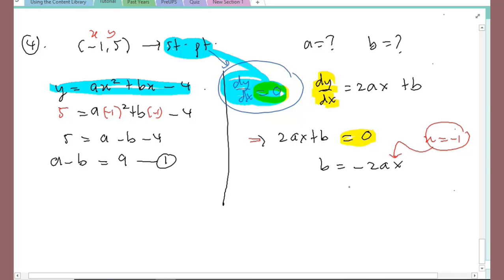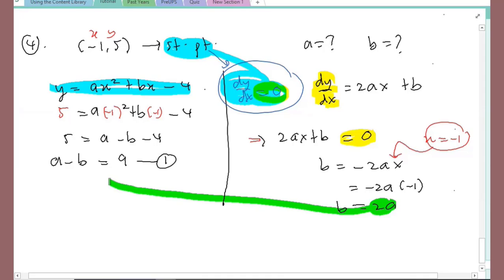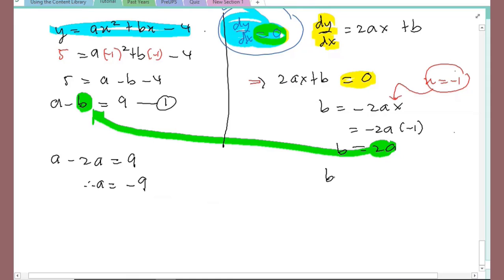Substitute and we get -2a times -1, we get 2a. Okay, b is equal to 2a, and substitute this. So we get a minus 2a is equal to 9. So therefore a is equal to -9, and find b. Substitute back. b is equal to 2 times -9, which is -18. Okay, so that was number 4. Okay, settle for number 4.